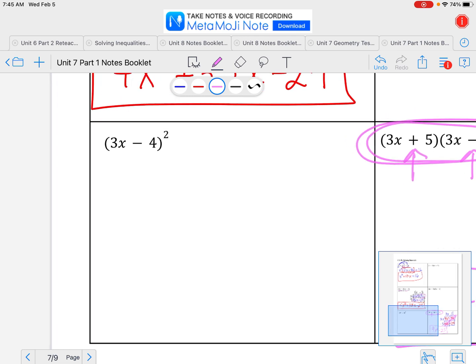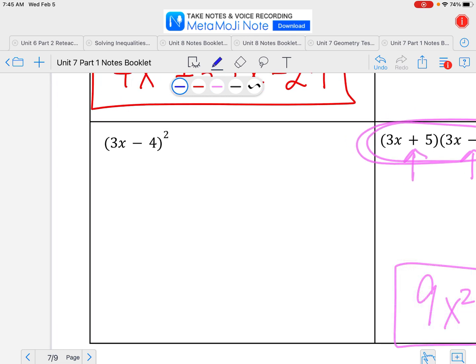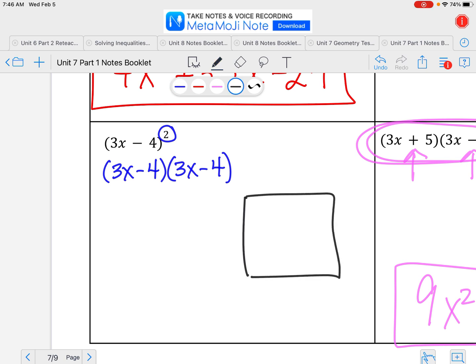One last example. When you see one written like this, squared always means multiply something by itself. So let's write out what that means. It means to take this whole binomial and multiply it by itself. Therefore, we have a binomial times a binomial. We have a 2 by 2 box.